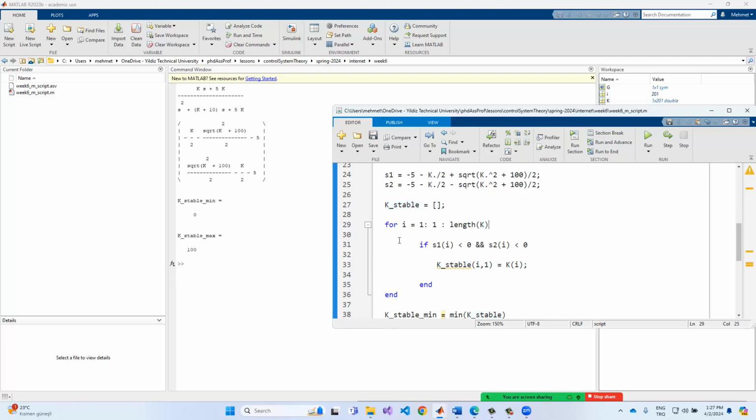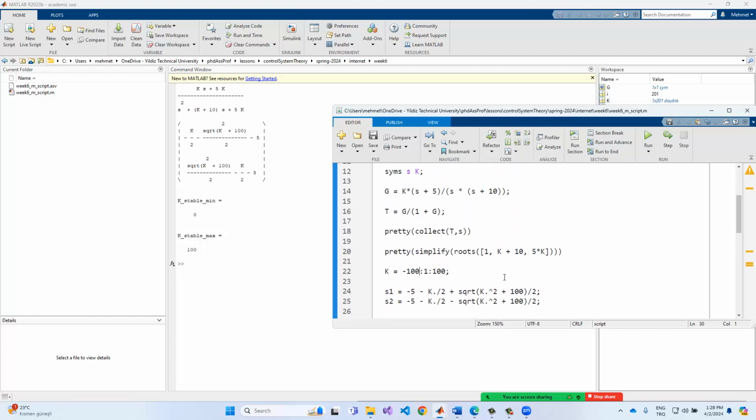Okay, this is the correct solution. I'm sorry about the length, because the k stable is 0 length, so this for loop does not run in this code, but I corrected it in this place. So we have k stable min in terms of the 0 values. Okay, for example, if I choose the minus 1000th value, the same result is given in here.